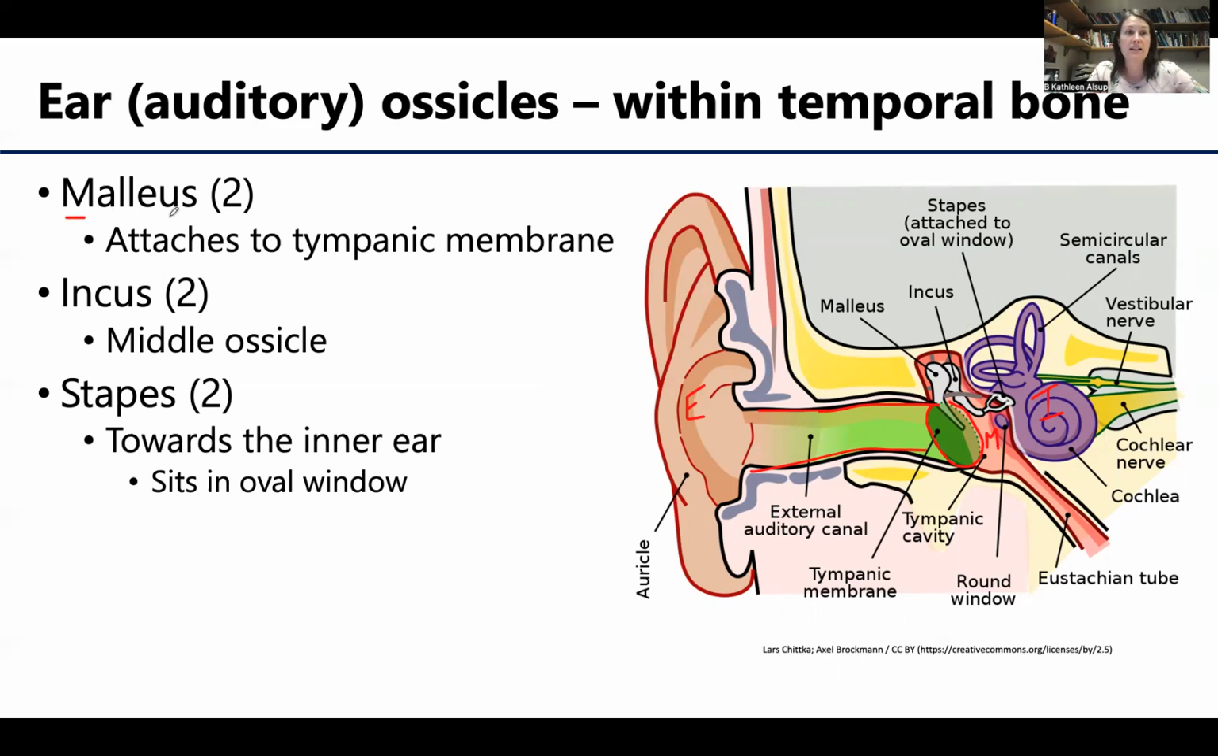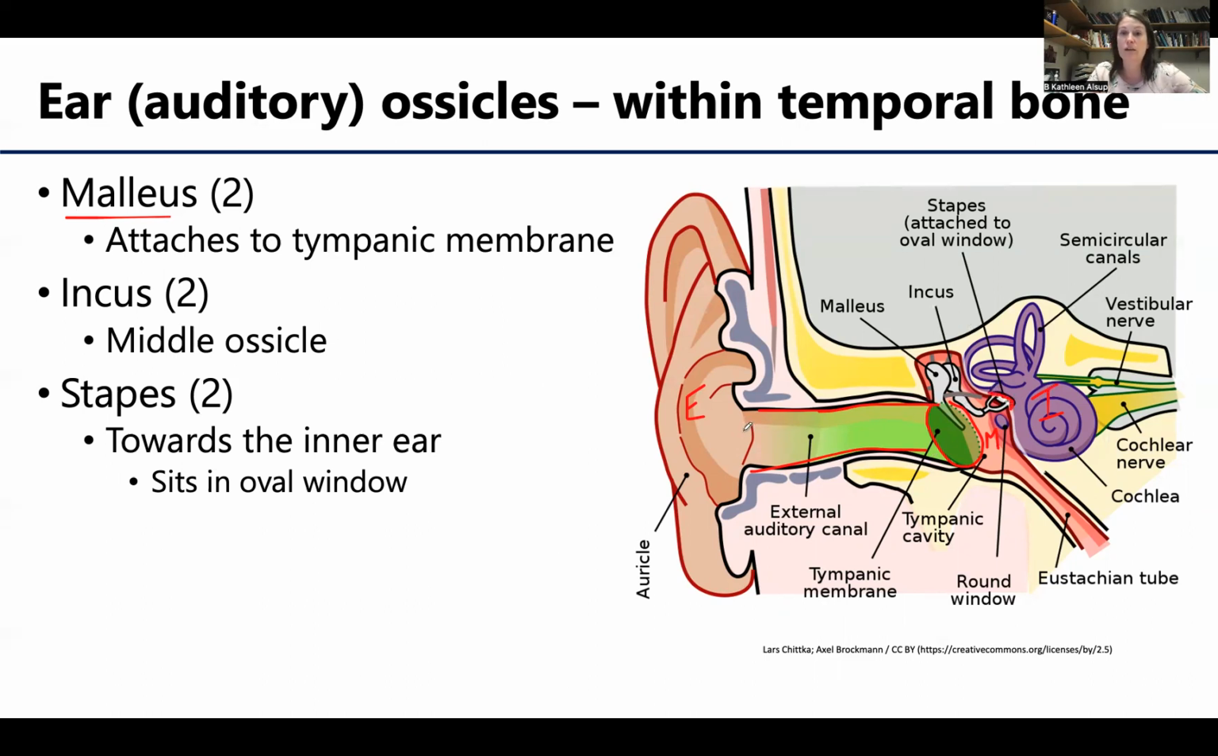And these, again, are your smallest bones of the body. There is the malleus. The malleus is the bone that actually is going to attach to your eardrum or tympanic membrane. This is going to articulate with the incus, which is your intermediate bone. And the incus will articulate with the stapes, which sits in an area referred to as the oval window, which leads into the inner ear.